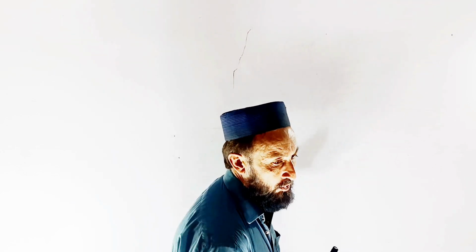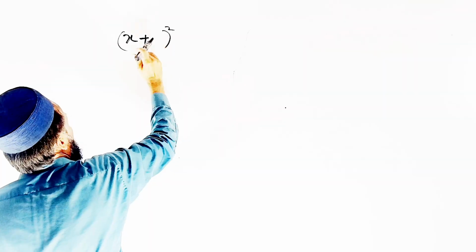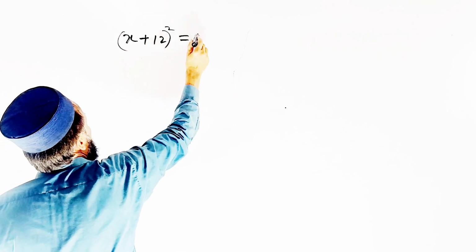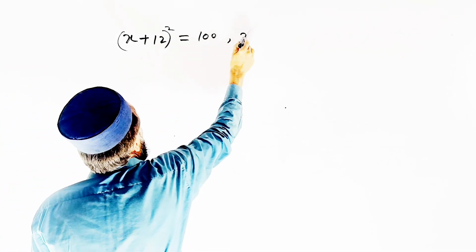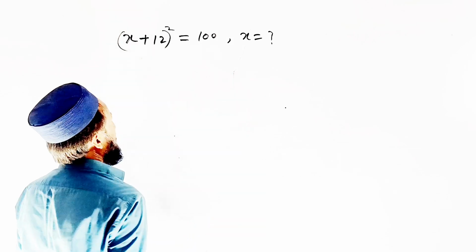All viewers and dear students, today we have a very interesting exponential in the quadratic form equation. So, (x + 12)² is equal to 100. How can we determine the value of x, which is unknown?